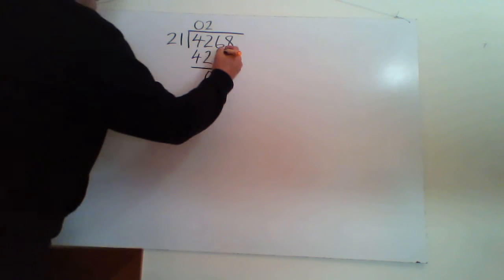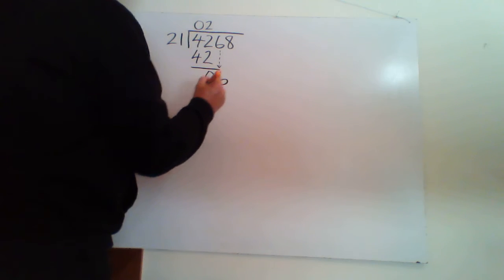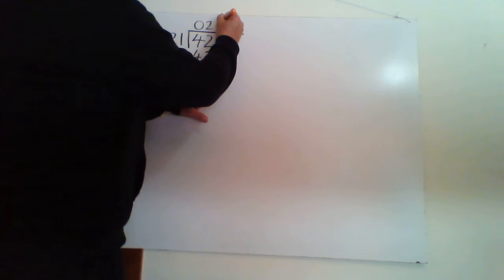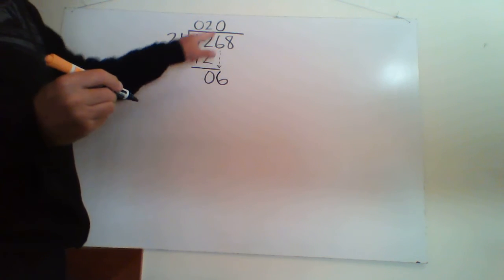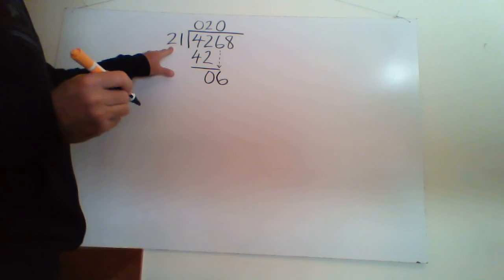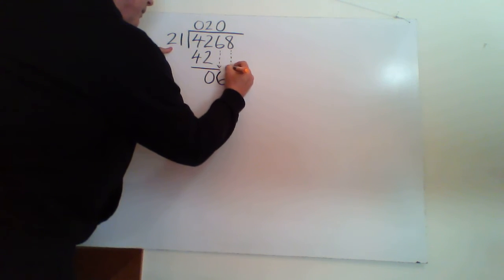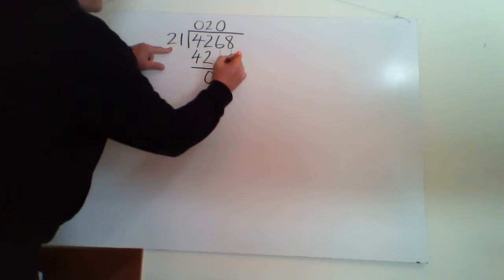Obviously 0 there. Very neatly bring down our 6. 21 goes into 6. Again, 0 times. Notice how I'm very carefully lining everything up as always. So that means we now bring down our 8.